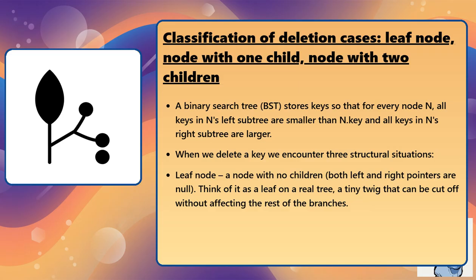Leaf node: a node with no children, both left and right pointers are null. Think of it as a leaf on a real tree, a tiny twig that can be cut off without affecting the rest of the branches.